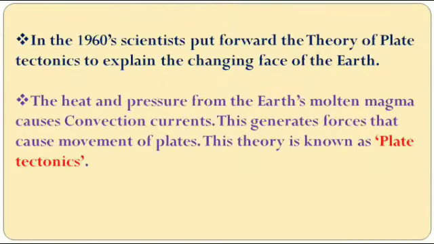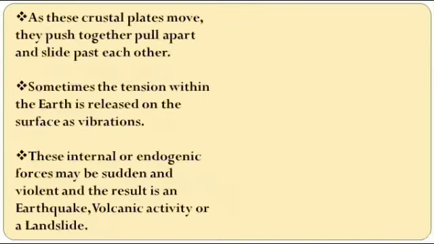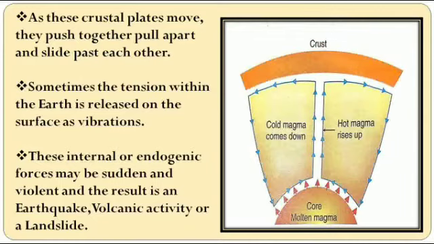In the 1960s, scientists put forward the theory of plate tectonics to explain the changing face of the earth. The heat and pressure from Earth's molten magma causes convection currents. This generates forces that cause movements of plates. This theory is known as plate tectonics. The scientists who have studied these plates are known for plate tectonics. Then we have a figure which I will explain later on. First of all, let us read these three points.